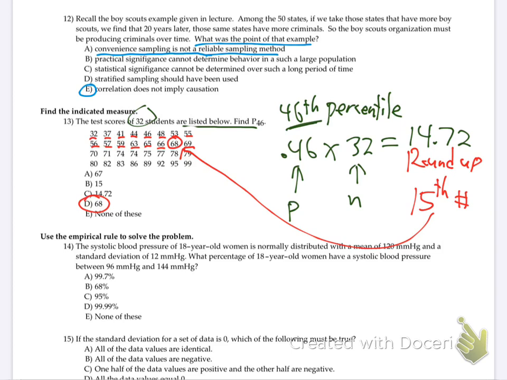Number 14. The systolic blood pressure of 18-year-old women is normally distributed with a mean of 120 millimeters of mercury and a standard deviation of 12 millimeters of mercury. What percentage of 18-year-old women have a systolic blood pressure between 96 and 144? What kind of question is this one? Where are we going to find this on the final exam notes?